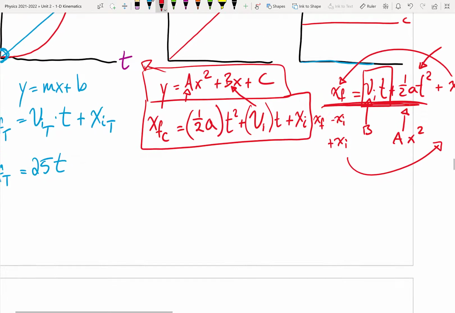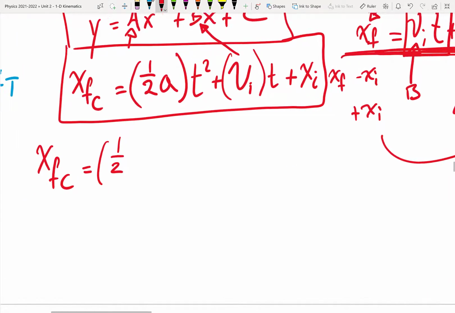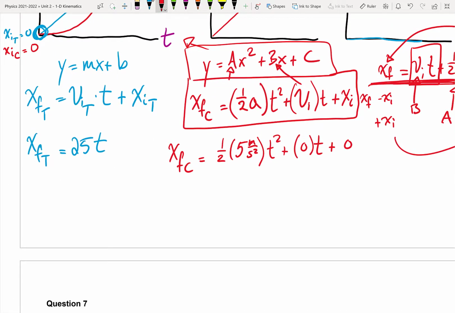Okay, so if we do this for our car, we've got x final for the car. It is ready for numbers now, so I'm going to put in 1/2. What is its acceleration? I think 5. Oh yeah, 5. Okay, I don't need parentheses here. Let's do 5 meters per second squared. I really hope the microphone is working. I'm not doing this again. VI is 0, right? VI is 0 times t, so we don't even need to write it. Initial position is 0, so we don't even need to write it. So just get rid of those zeros. Done. Right? 0 times time is 0.